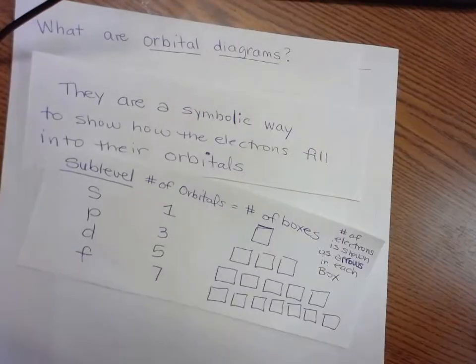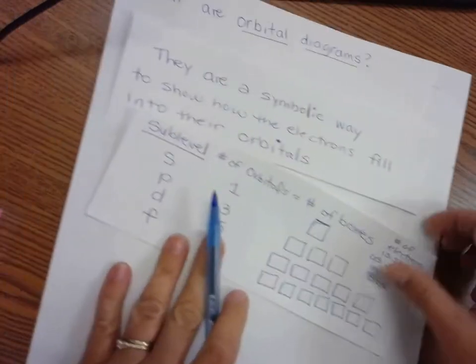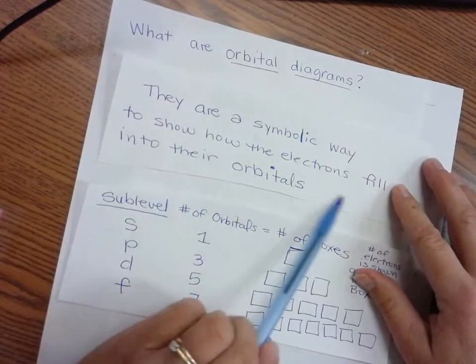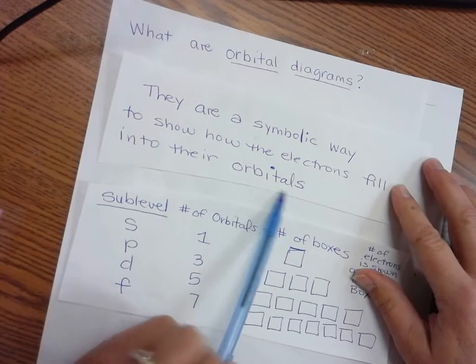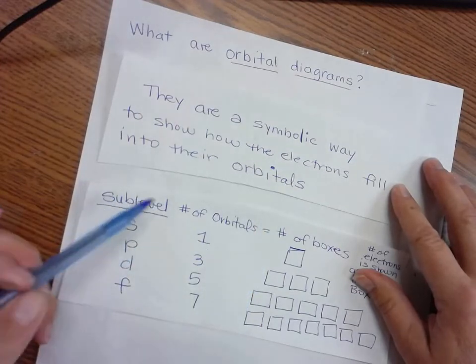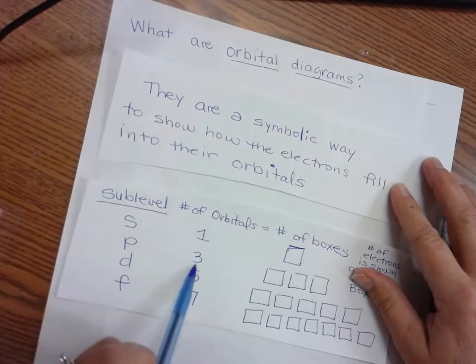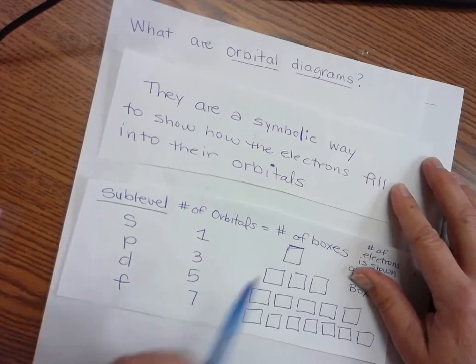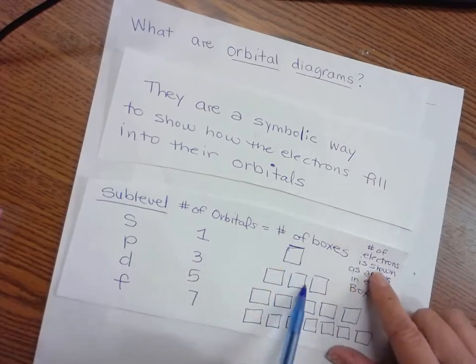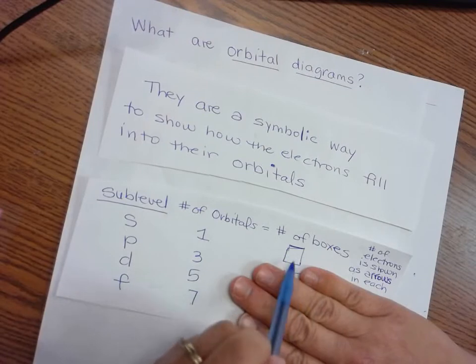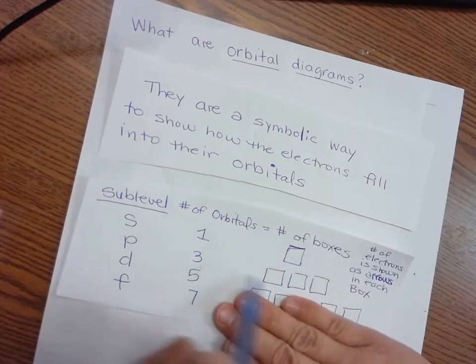Okay, so let's look at what I have written down. Orbital diagrams are a symbolic way to show how electrons fill in their orbitals. So we have the levels and the sublevels, s, p, d, and f. Remember that there's 1 orbital for s, 3 for p, 5 for d, and 7 for f. And so you're going to show them as a series of boxes. So if we do s, you're going to have 1 box. If you have p, we're going to show 3 boxes.